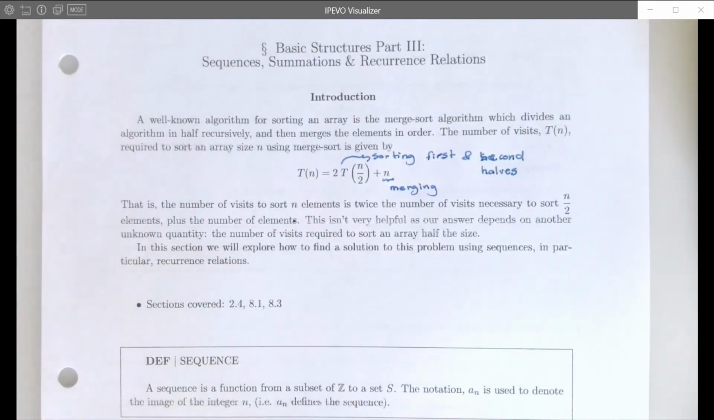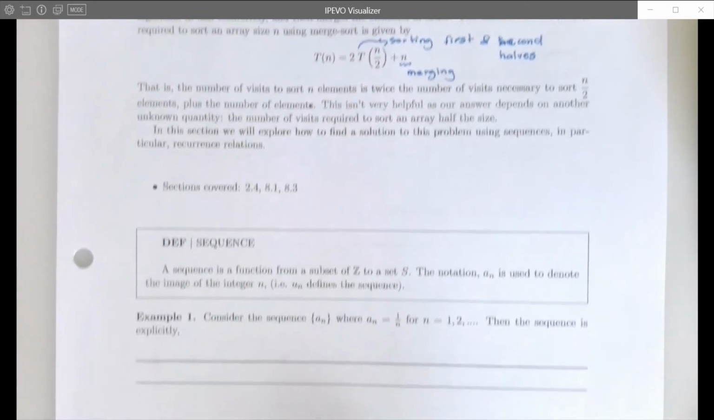Okay, now the way it's written, it seems to be defined in terms of itself, right? We don't have an explicit formula in terms of n. Rather, we have t of n depending on t of n over 2. And so in this section, we're going to be describing the tools that we can use in order to have an explicit formula in terms of just n.